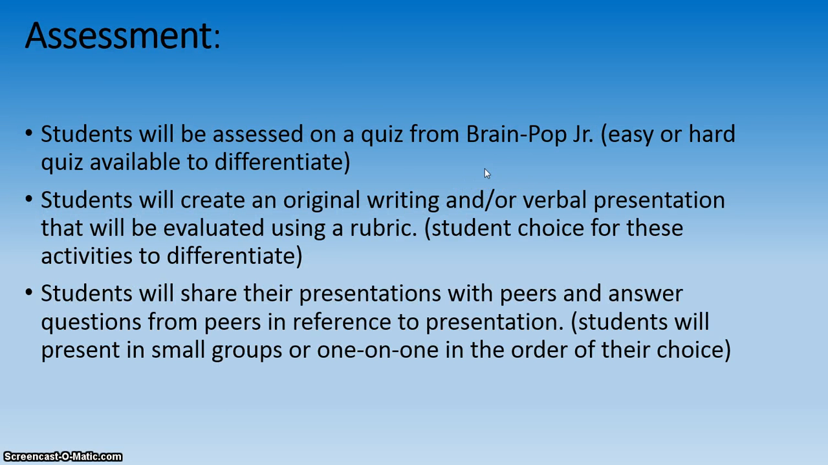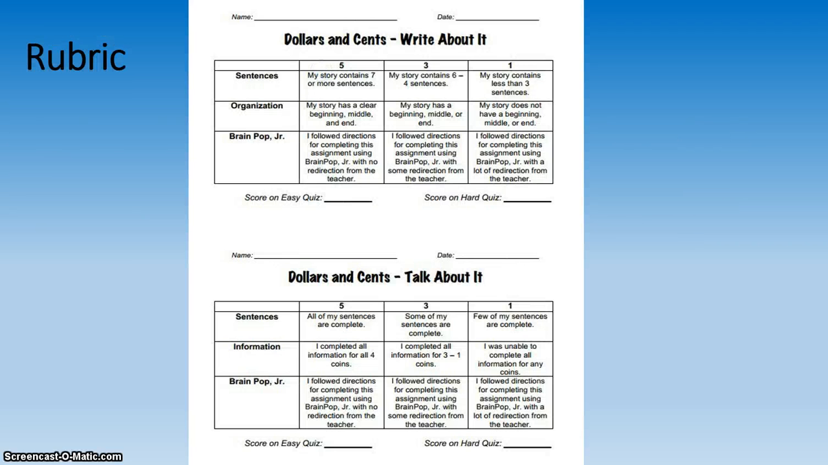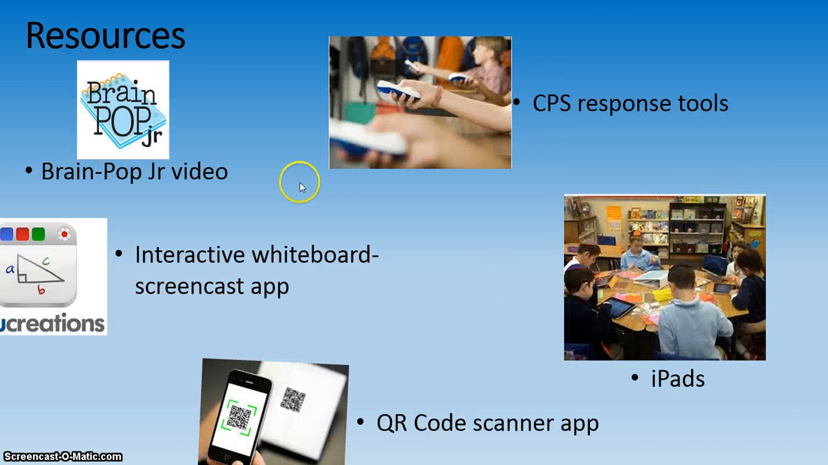And to assess the students, there is a quiz from Brain Pop. Students are also going to create an original writing or a verbal presentation. They'll be evaluated by a rubric, and they're going to share their presentations with peers in a small group or one-on-one if they so desire. This is the rubric that will be used to assess which activity they choose. Some resources will be the Brain Pop video, CPS response tools, iPads, interactive whiteboard screencast app like EduCreations.